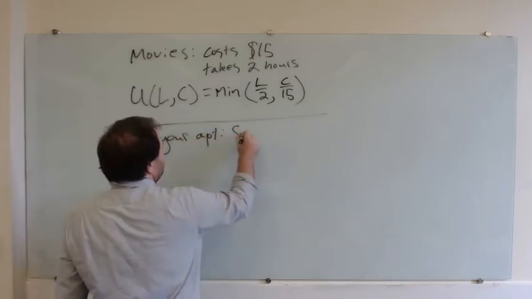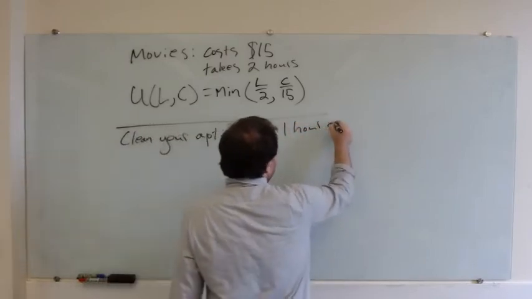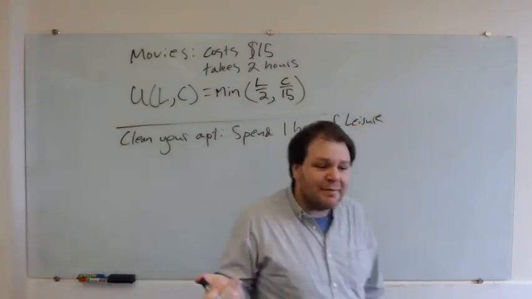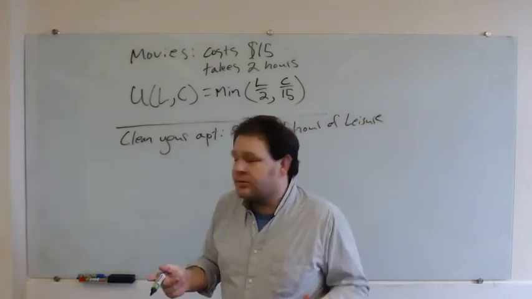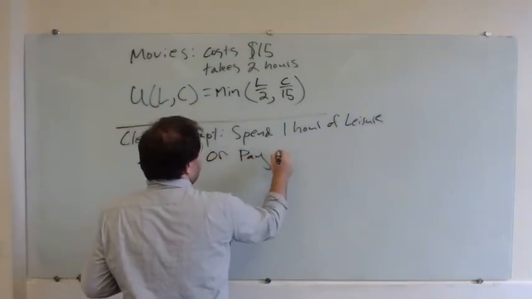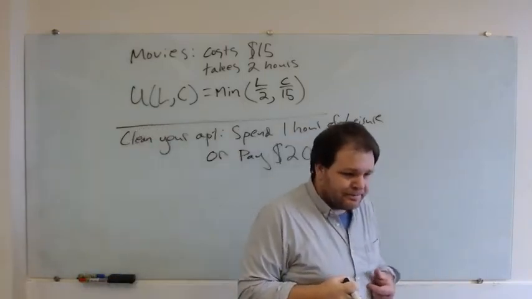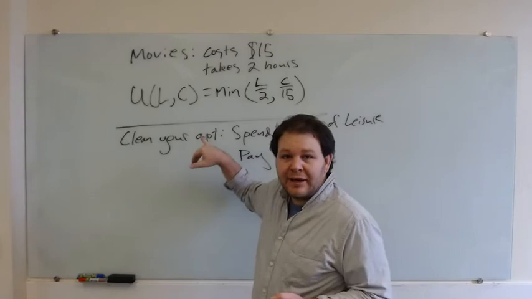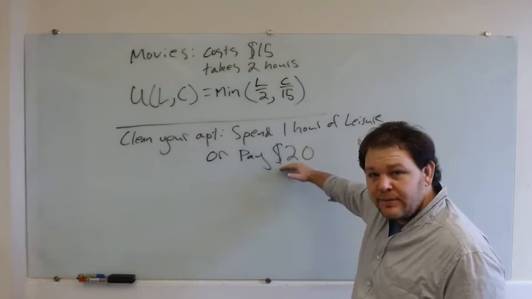You can either spend 1 hour of leisure, or you can pay somebody to come in and clean your apartment for you, which let's say costs 20 bucks. Heck, maybe I'll clean your apartment for 20 bucks. So in this case, what you care about is the number of times your apartment can get cleaned. Each cleaning either takes an hour of leisure or it takes $20 worth of consumption.